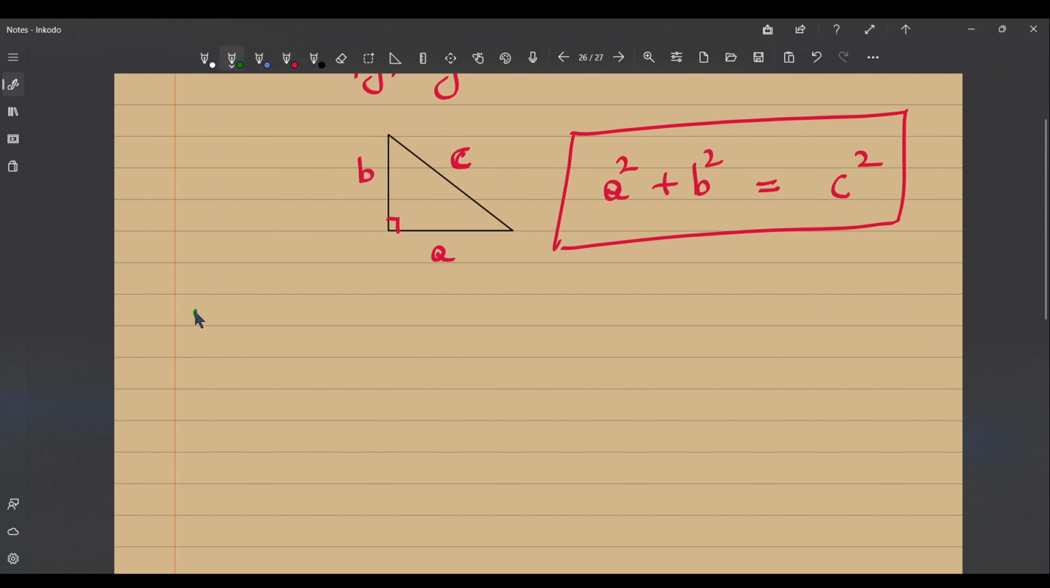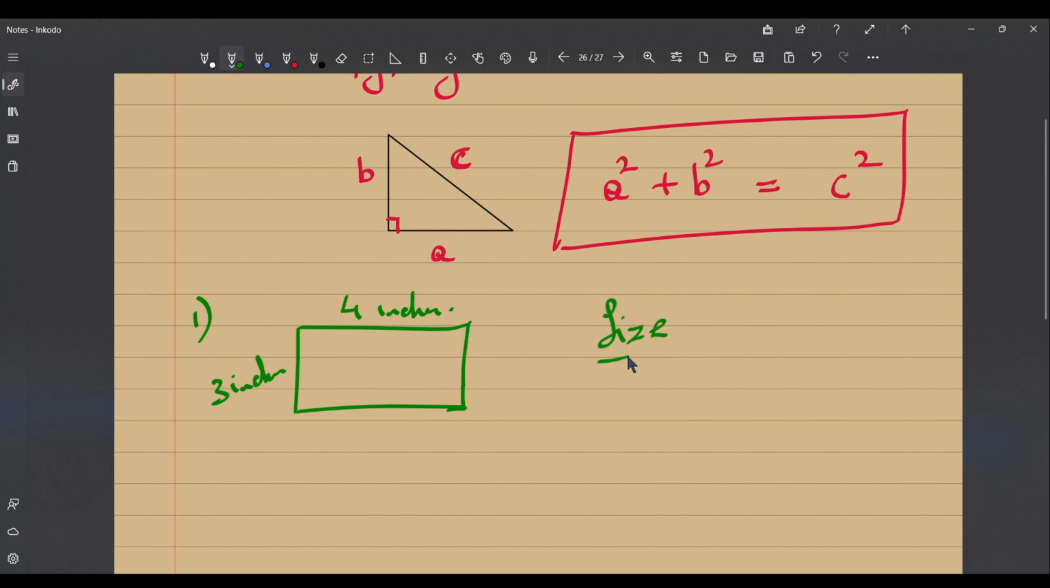So consider a computer screen. Let it be a small mobile screen, say of dimensions 3 inches and 4 inches. So we need to know the size of this screen. So what is the size of a digital device? Normally the size of a digital device means the length of the diagonal of the device. This is what we call the screen size, the length of the diagonal.